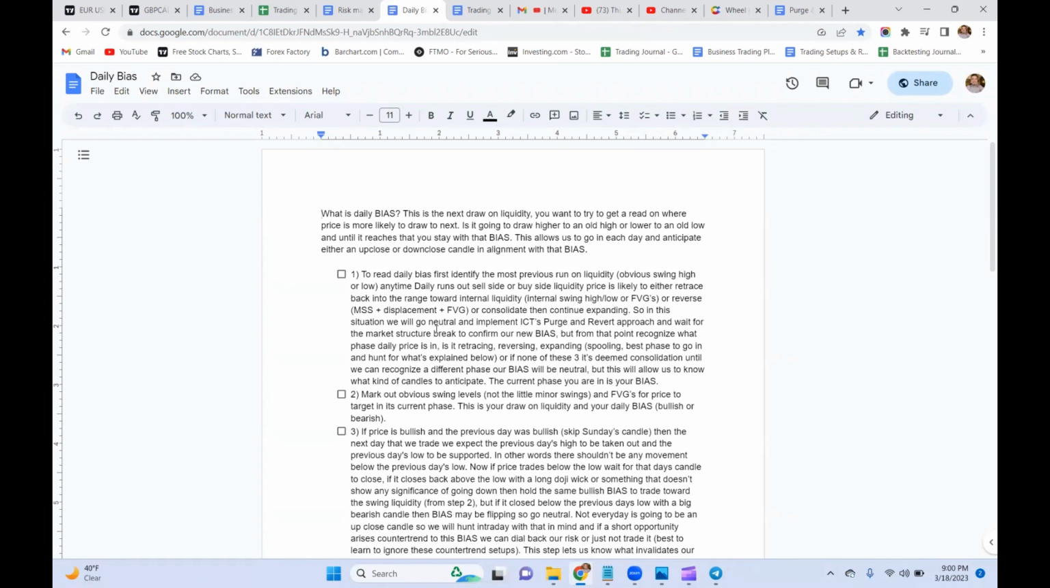So in this situation, we'll go neutral and we'll implement ICT's purge and revert approach and wait for the market structure break to confirm our new bias. And I'll explain more about that.